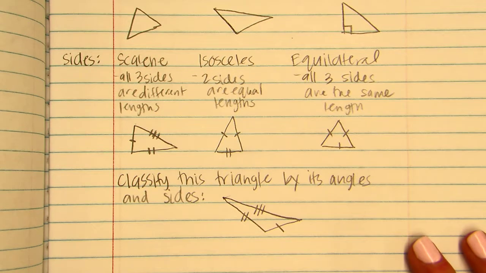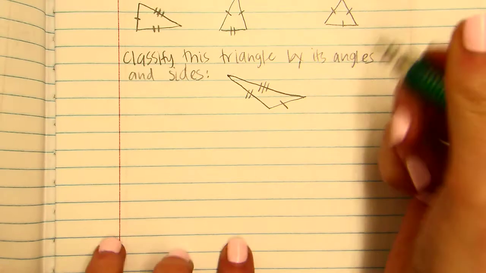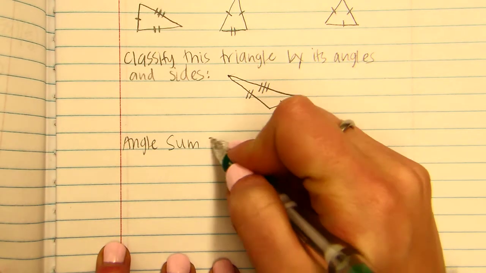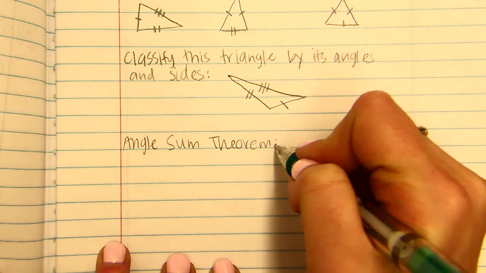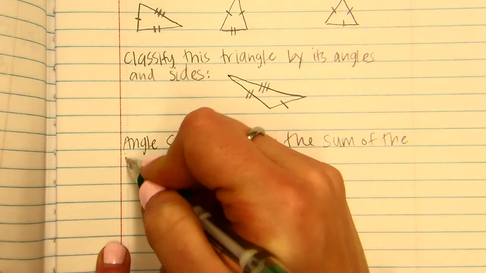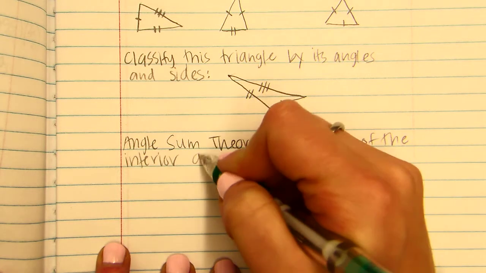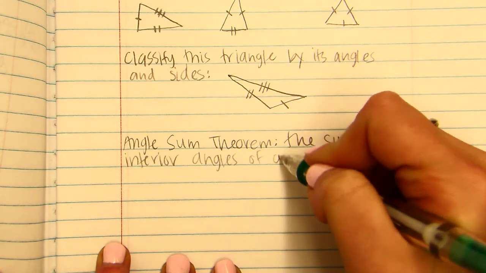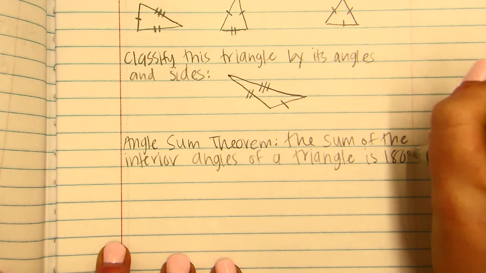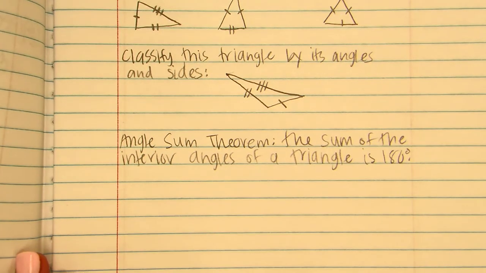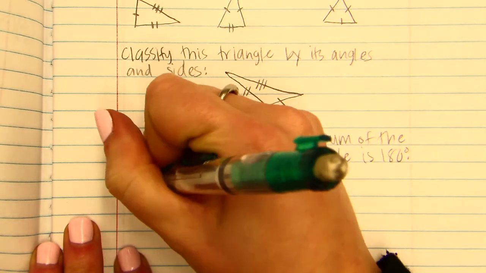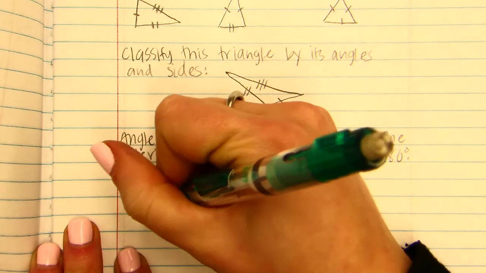The other thing we need to talk about with triangles is the angle sum theorem. So the angle sum theorem says the sum of the interior angles of a triangle is always 180 degrees.